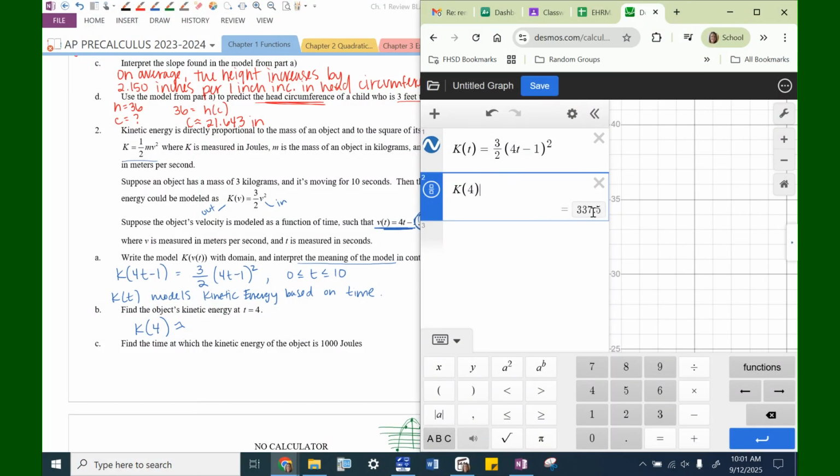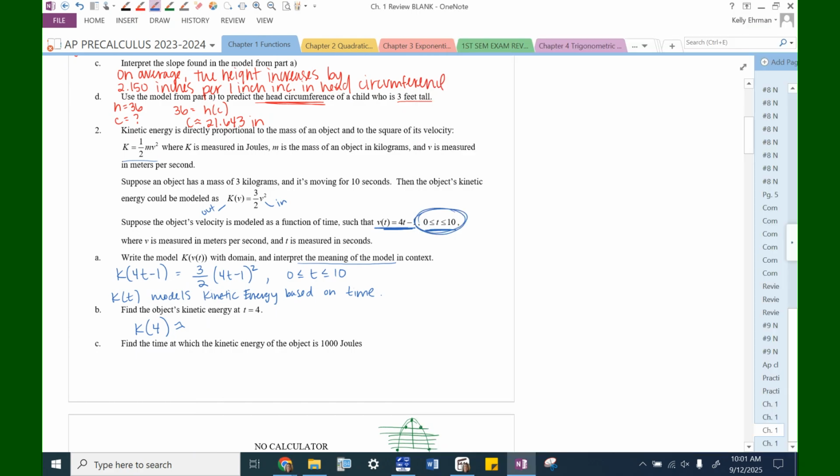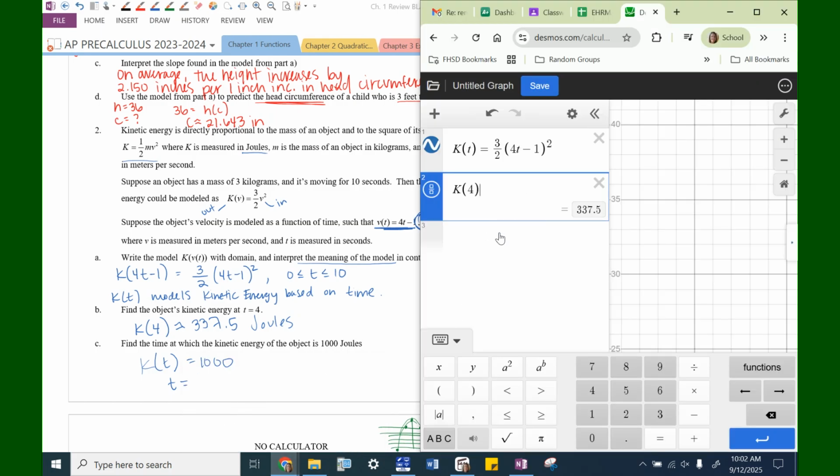So I can write that down. So that's 337.5. Kinetic energy was measured in joules, so you want to make sure that you label everything. And then this says find a time at which the kinetic energy of the object is 1,000 joules. So what I want to do is set K of t equal to 1,000, and I'd like to solve for t. I don't have to do that algebraically. It's actually better for you to, or more efficient, I should say, to solve by graphing. You're less likely to make algebraic mistakes.